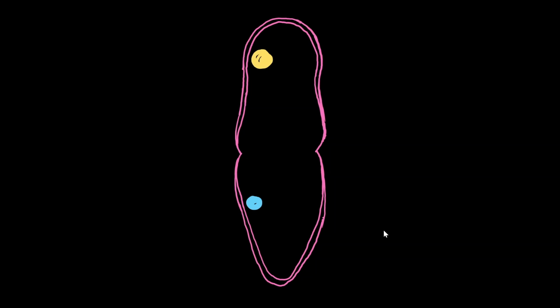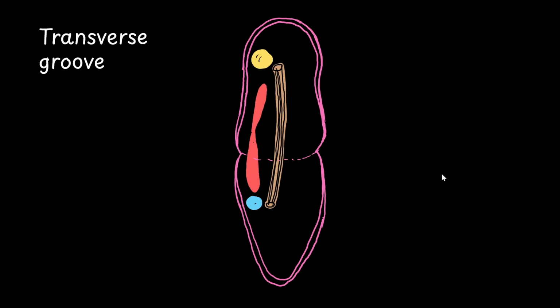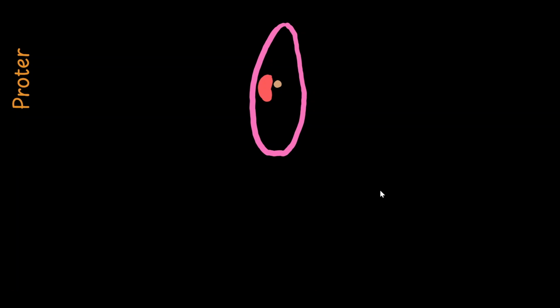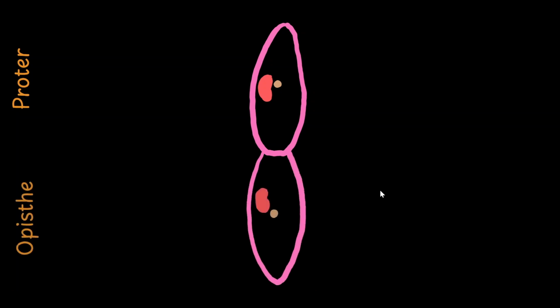Once the nuclei are in their end stages of division, transverse grooves appear in the cell. They appear almost in the middle of the cell and they deepen to give two daughter cells. We also see that the oral groove that disappeared at the start of the cell division is slowly making a comeback. So the two daughter cells are the anterior Proter and the posterior Opisthe.